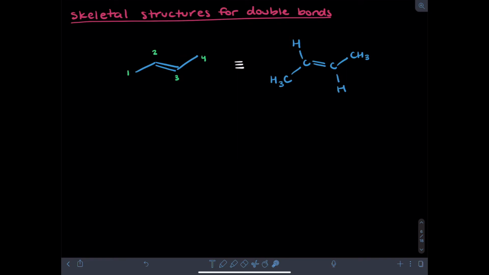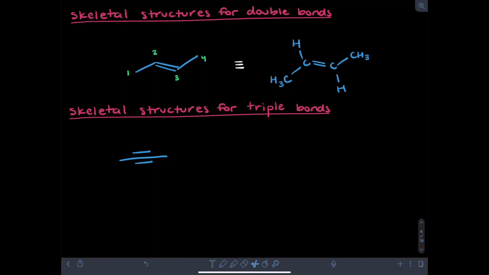That means that the carbons on the far left and the far right, numbers 1 and 4, have 3 hydrogens each, because these carbons just have 1 other bond to a carbon. And the carbons of my double bond, numbers 2 and 3, each have 1 hydrogen attached to them, to have 4 bonds total.